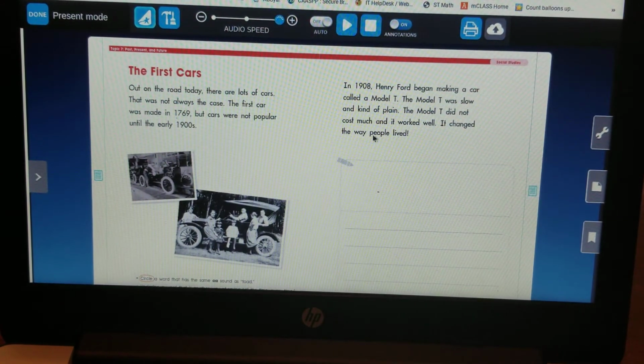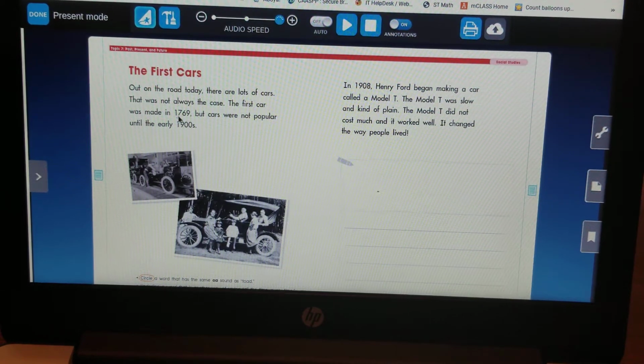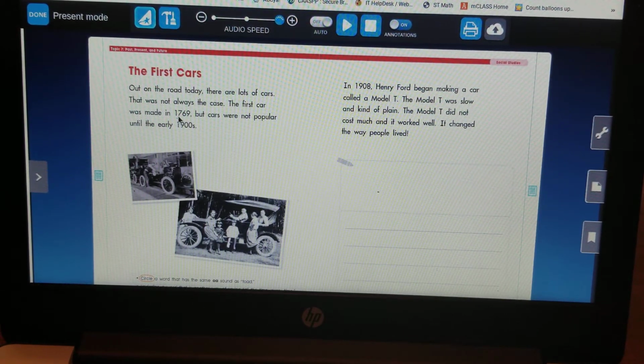All right, boys and girls, let's go back in the story and talk about the information that we just learned about. In this story, it did tell us when the first car was made. When was the first car made? Well, if I check the story, I can see this sentence right here. The first car was made in 1769. Wow, that sure is a long time ago. Right now, we're in the year 2020.